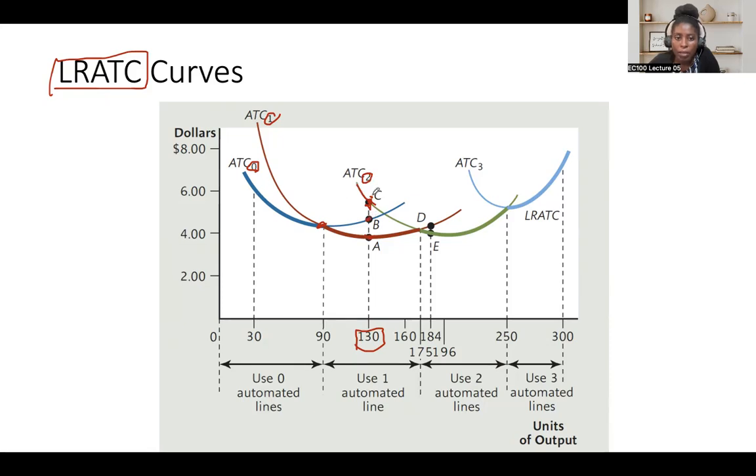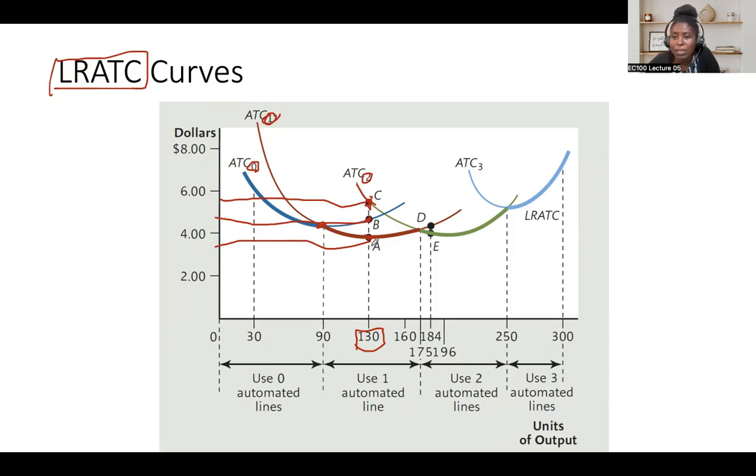But remember, these are the costs per unit. Okay, these are the costs per unit. Remember that, okay? And then point A is red. So red is when you have 1 automated line. So if you invest in 1 automated line and the rest are laborers, you will still also get 130. So as a business owner, you're asking, which one should I use? Which one should I hire? Which option?